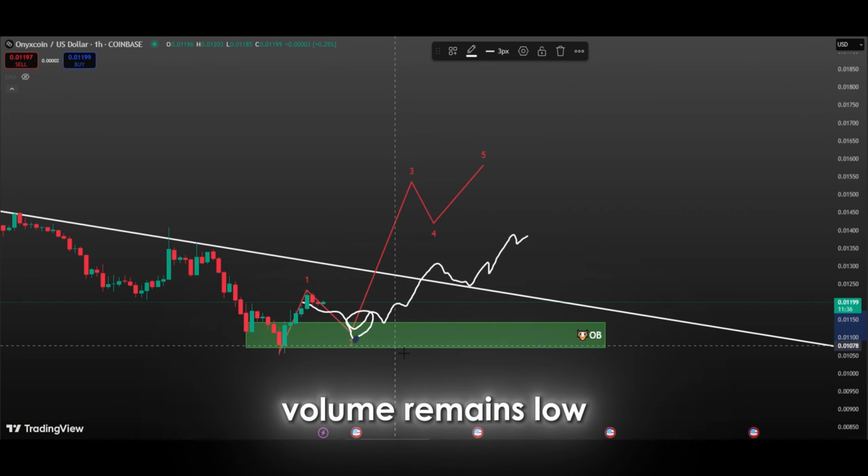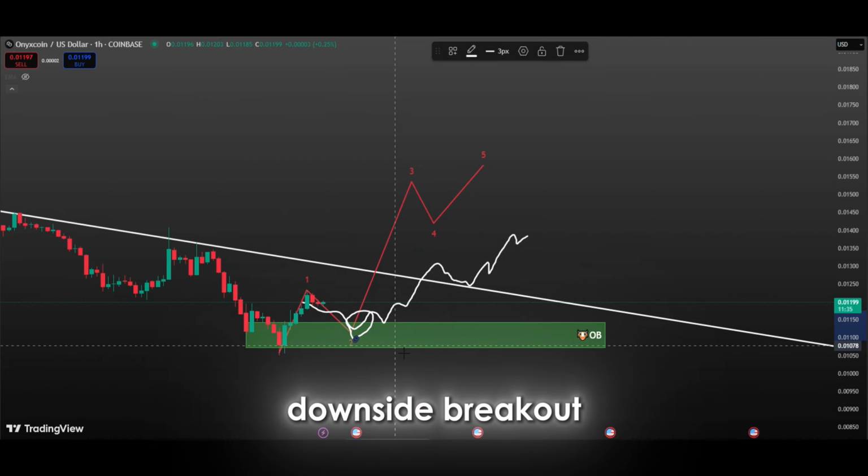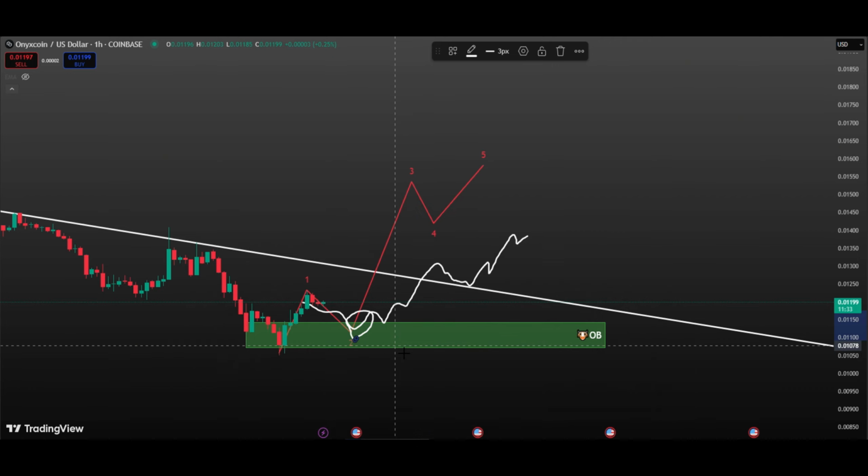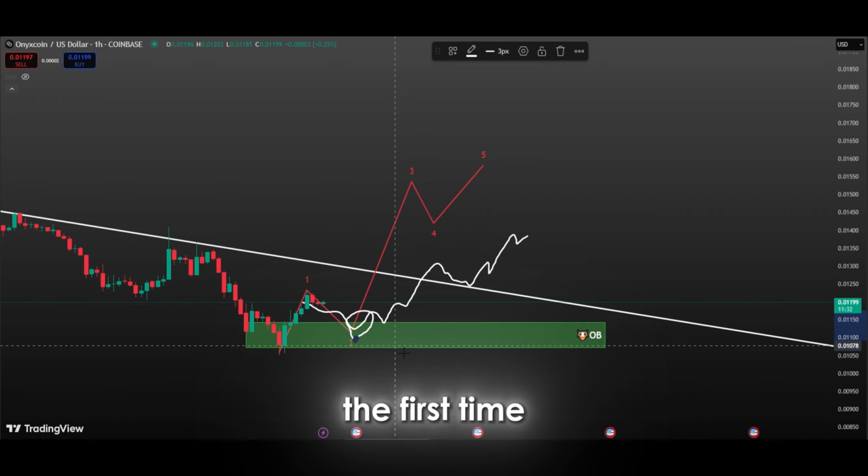However, if the volume remains low and the price continues to press this area, there is a risk of a downside breakout, and the price has not received any reaction from the order block yet. When the price comes to the bullish order block, it will receive a reaction for the first time, so it is more likely to receive a reaction.